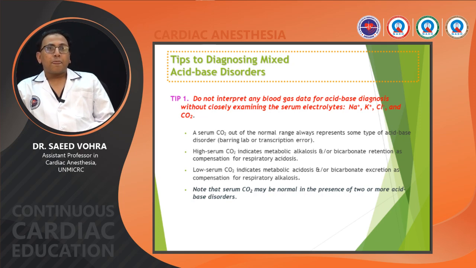Tip 1 is: don't interpret any blood gas data for an acid-base diagnosis without closely examining the serum electrolytes like sodium, potassium, chloride, and CO2. If the serum CO2 is out of normal range, it always represents some type of acid-base disorder. A high serum CO2 indicates metabolic alkalosis and/or bicarbonate retention as a compensation for respiratory acidosis. A low serum CO2 indicates metabolic acidosis and/or bicarbonate excretion as a compensation for respiratory alkalosis. So serum CO2 may be normal in the presence of 2 or more acid-base disorders.